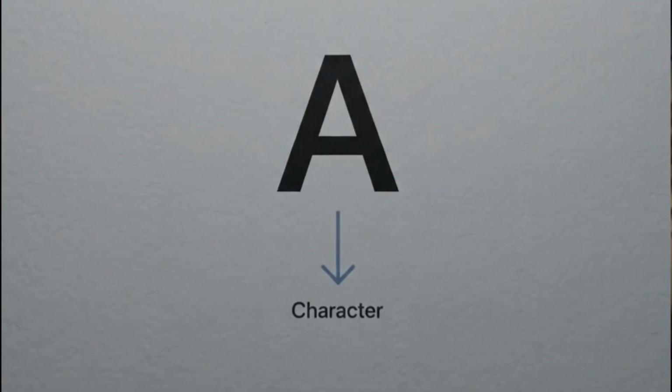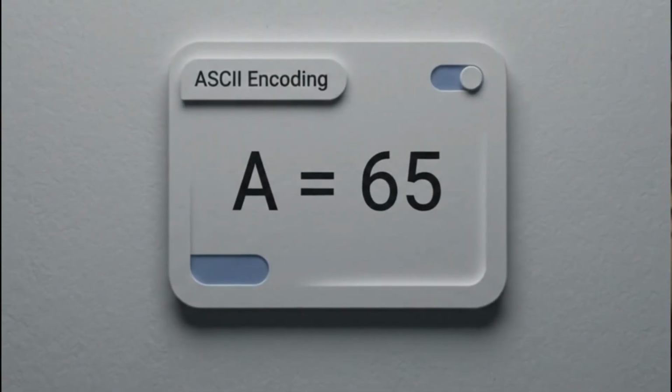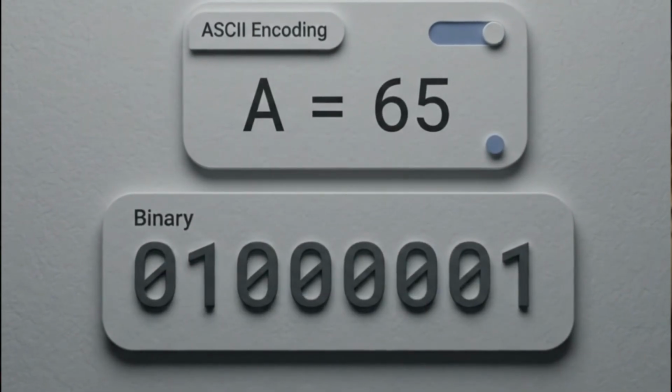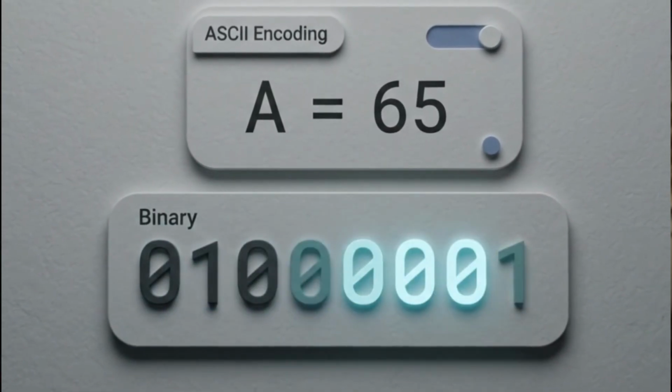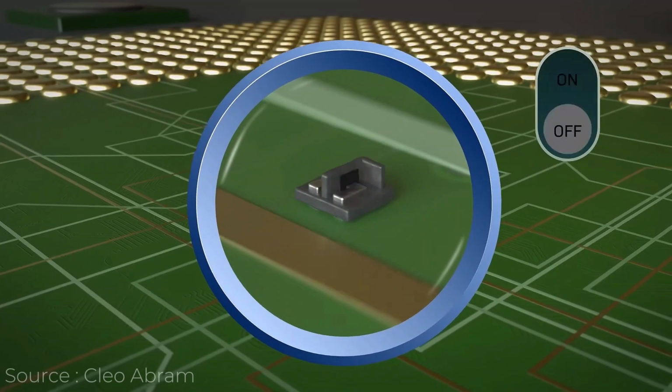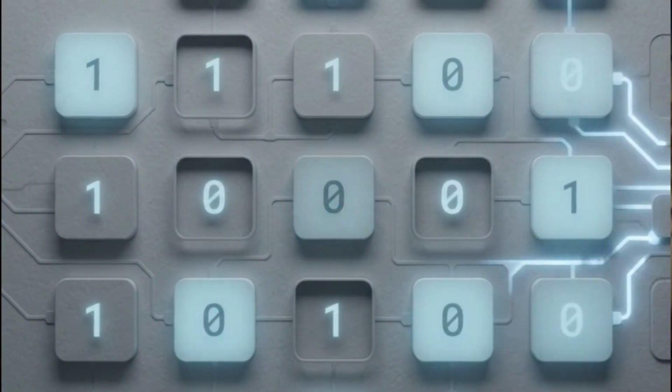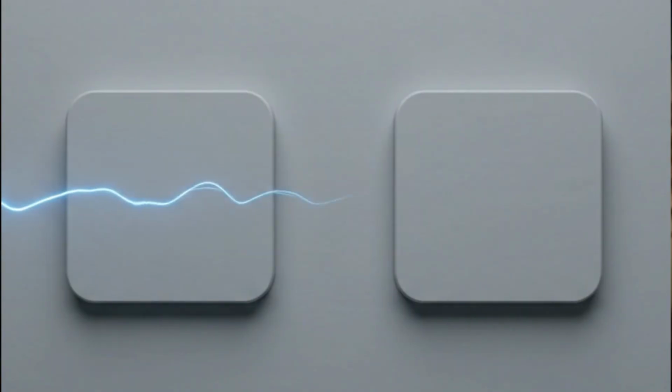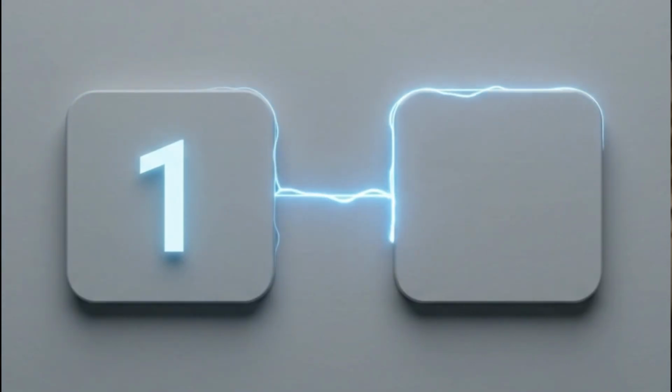For example, the letter A is converted using ASCII to binary and saved as 01000001. These zeros and ones are stored by trapping electrical charges inside those transistors. When a cell or a transistor holds a charge, it represents 1, and when it doesn't, it represents 0.